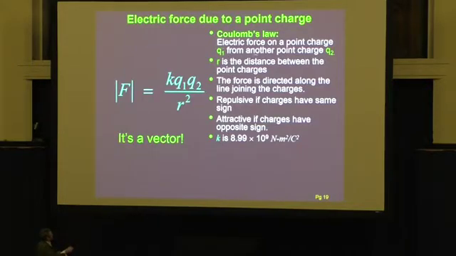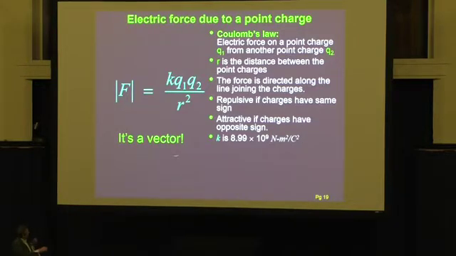It tells you the force on a point charge from another point charge, like on Q1 from Q2, and R is the distance between the two charges. And K is just this constant here. Again, you never have to memorize this. Someone asked about this little hyphen here. This just means it's Newton times meters squared over Coulomb squared.